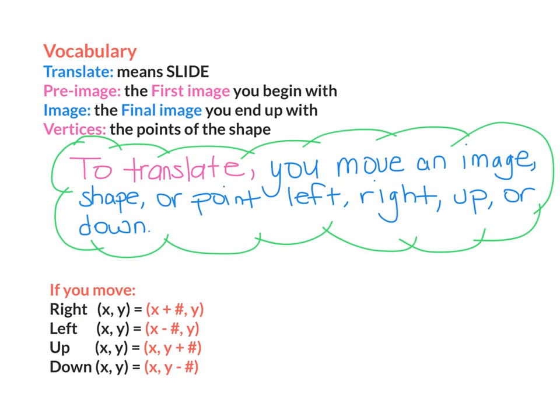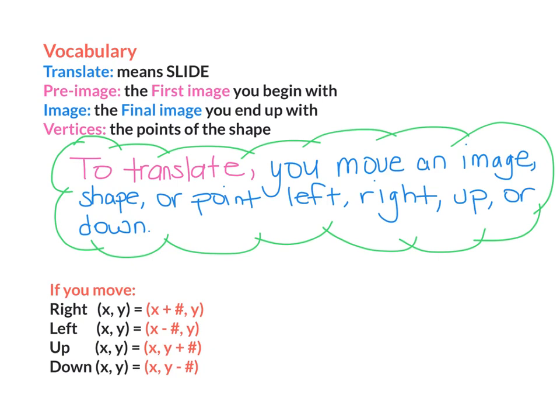To translate means to slide. The pre-image is the first image you begin with. The image is the final image you end up with. The vertices are the points of the shape. To translate, you move an image, shape, or point left, right, up, or down.